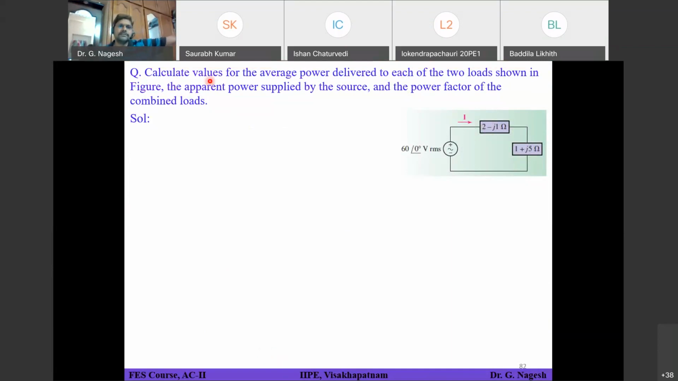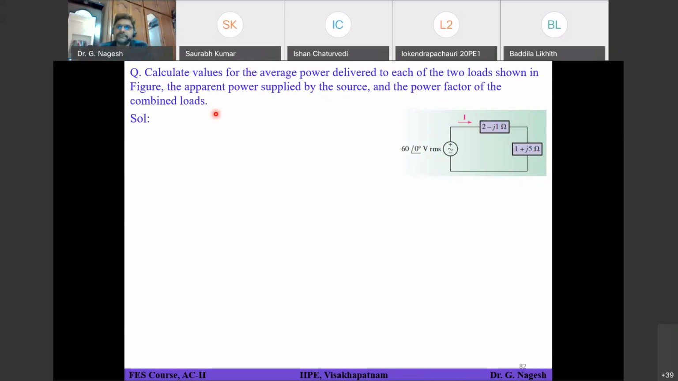Calculate the values for the average power delivered to each of the two loads. So we have two loads here. One is 2 minus J1 ohms and the other is 1 plus J5 ohms. And next, the apparent power supplied by the source and the power factor of the combined load. So there are three parts in this question. First, they are asking us to calculate the average power delivered to each of the two loads. So try to calculate this.